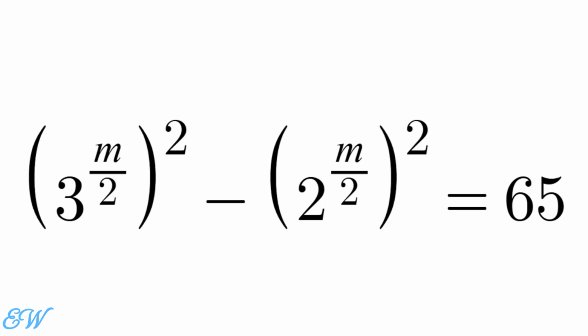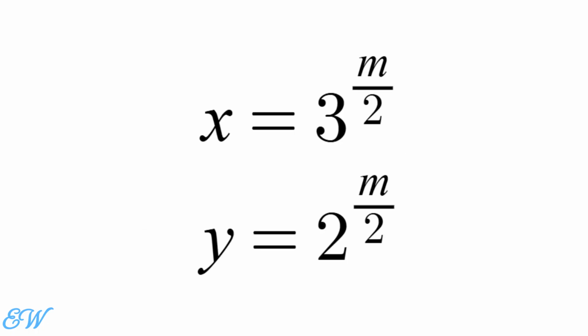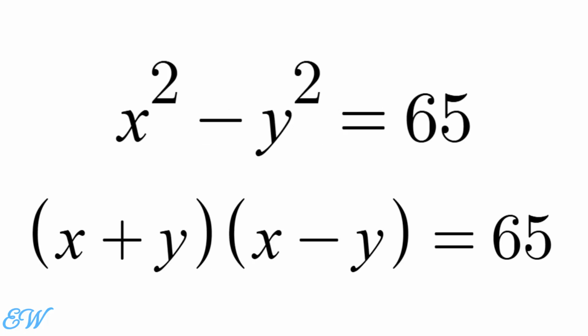So we can put this equation into this form: 3 to the m over 2 squared minus 2 to the m over 2 squared is equal to 65. This makes this a difference of squares equation. So we can substitute x equals 3 to the m over 2 and y equals 2 to the m over 2 to make this a little simpler. So we get x squared minus y squared equals 65, and we can factor this using the difference of squares formula. And we get x plus y times x minus y equals 65.